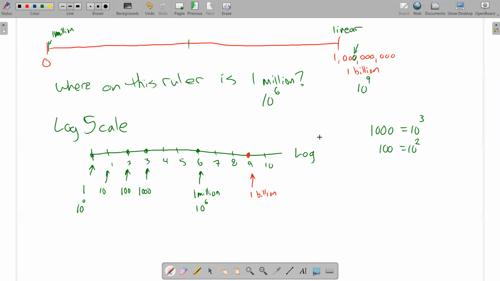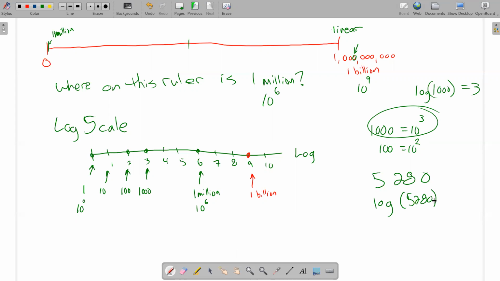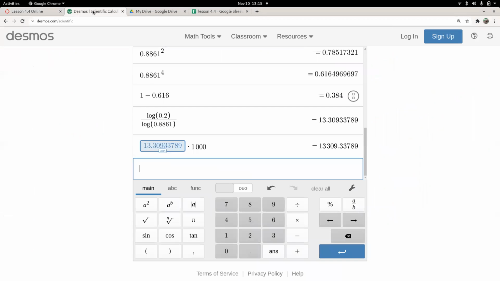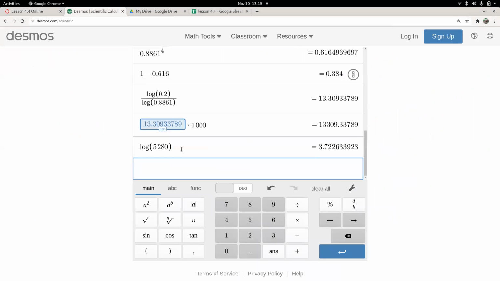It just means plot the power of 10 for the number. What if I didn't know the power of 10? Like somebody said, okay, where does 5,280 live on this scale? Logs are where that comes in, right? On a calculator, if I say, hey, what's the log of 1,000? My calculator is going to say it's 3. So to plot this number on a log scale, I just say, hey, what's its log? Whip out my calculator. Log of 5,280 is 3.7-ish.